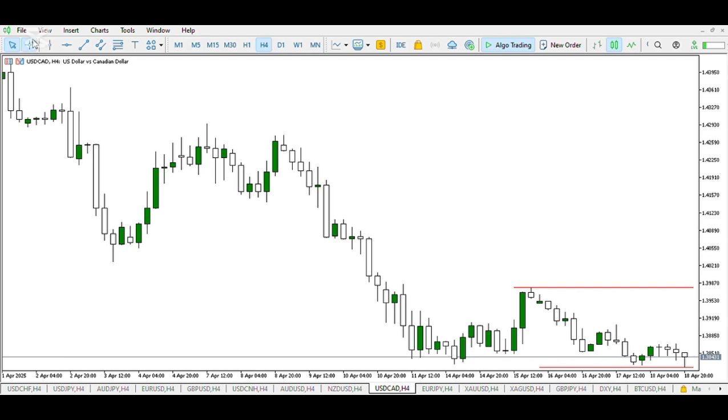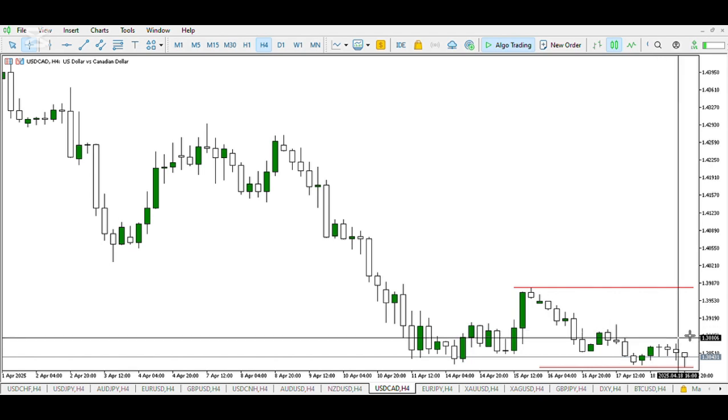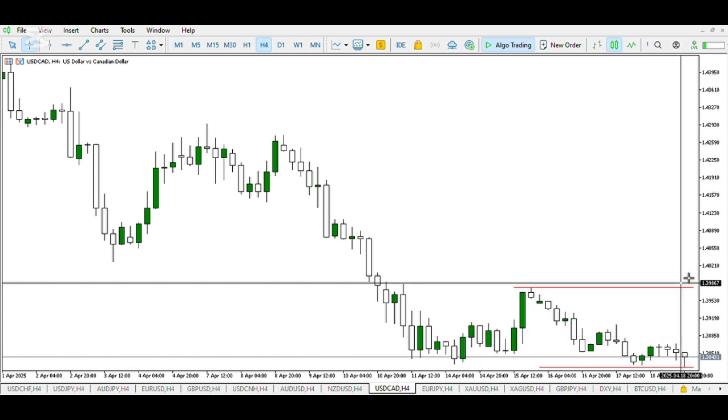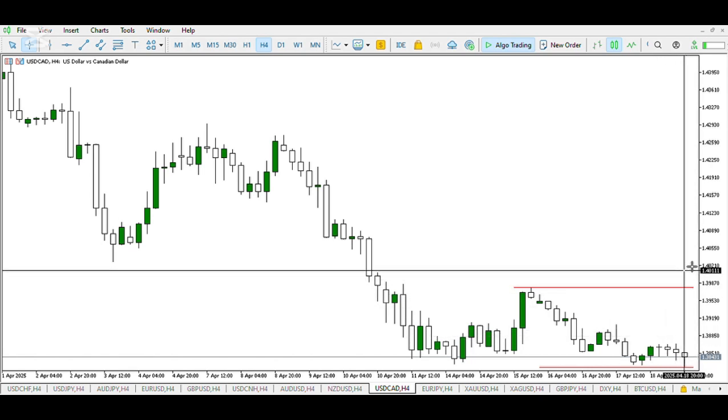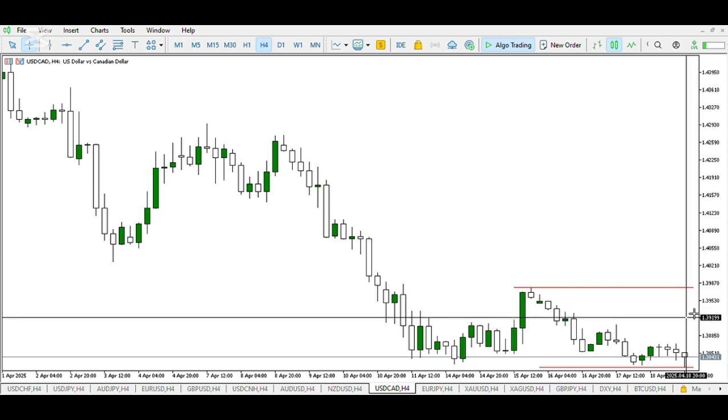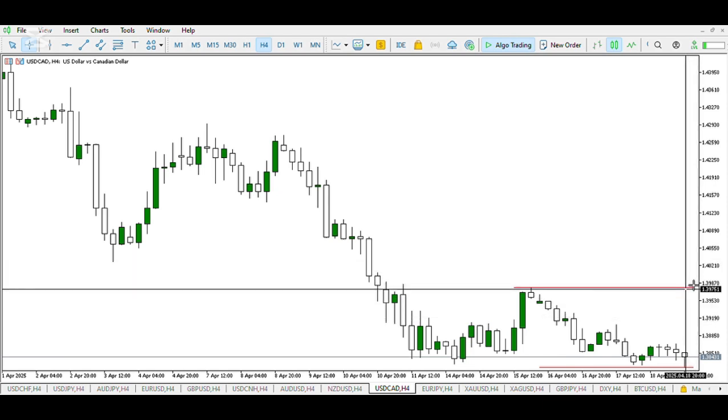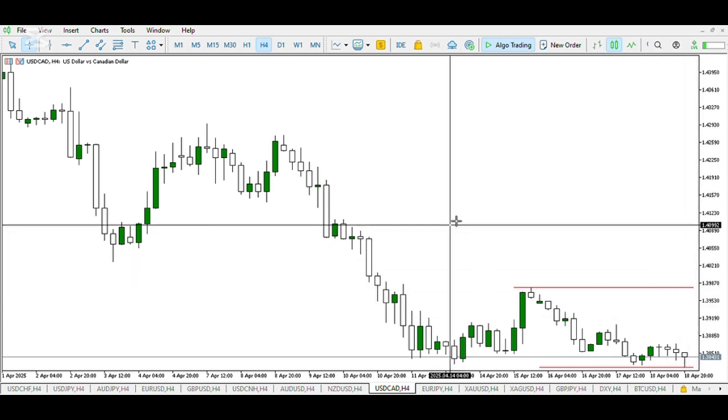However, if price ignores this low and consolidates and comes back to take out this high, then we can expect price to generate a pattern for a sell if this high is taken out in a liquidity formation manner.